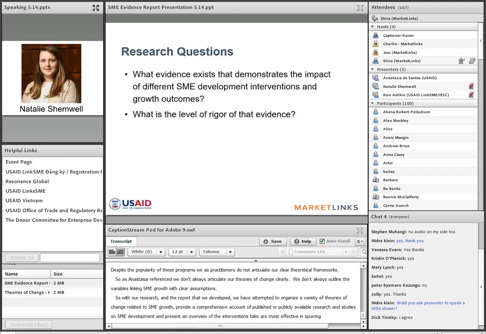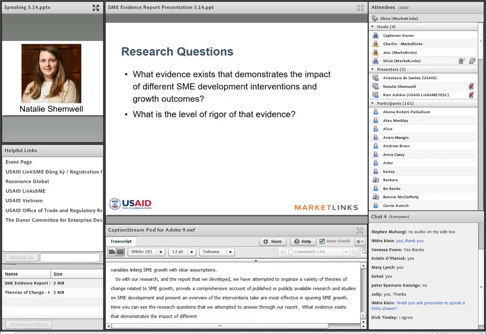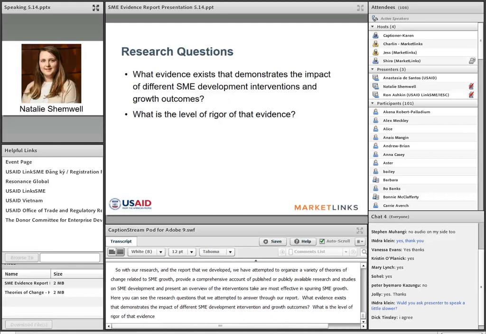So here you can see the research questions that we attempted to answer through our report. What evidence exists that demonstrates the impact of different SME development interventions and growth outcomes? And what is the level of rigor of that evidence?